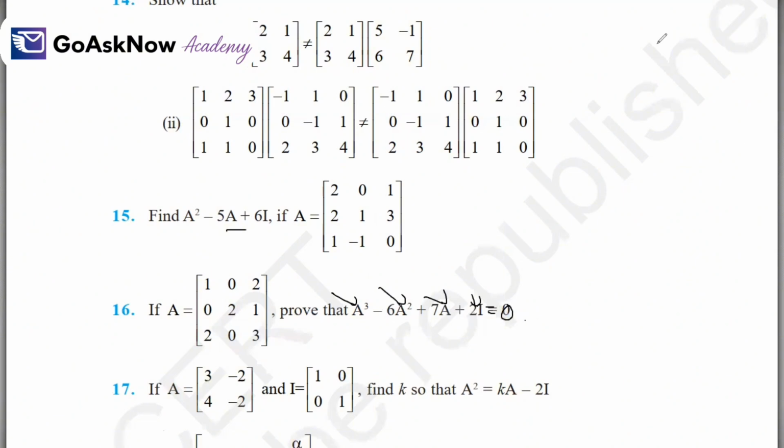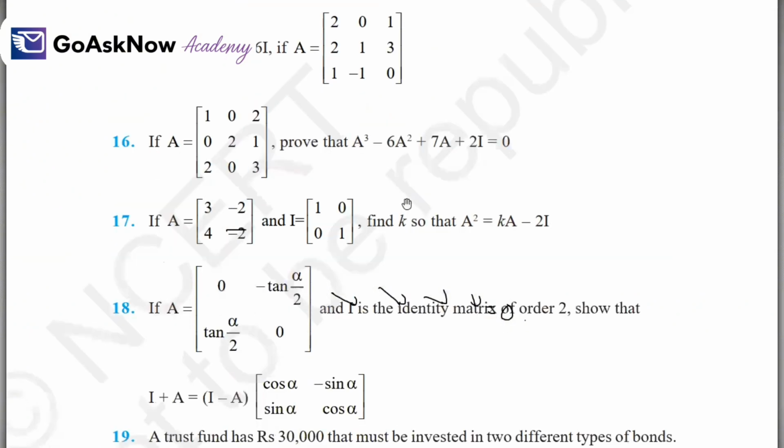Let's move forward and see the 17th question. It is saying that if A is equal to 3 minus 2, 4 minus 2, and I is equal to 1, 0, 0, 1, find K so that A square is equal to KA minus 2I. So here also you have to find A square, then KA minus 2I will be written on the other side and you will get the result. I will just solve it for you, but it is also a simple one.